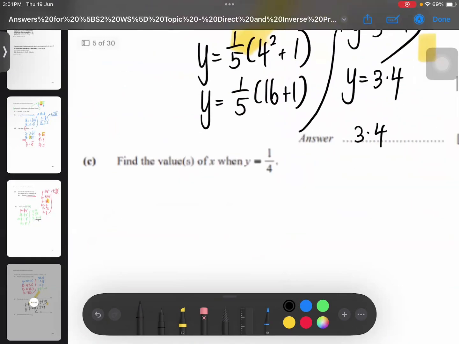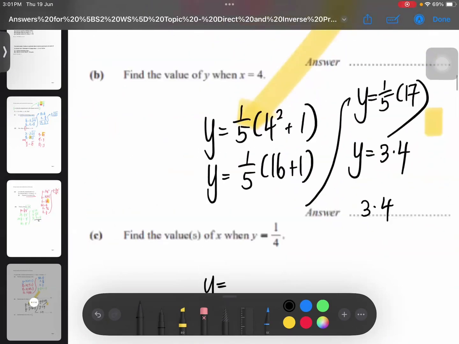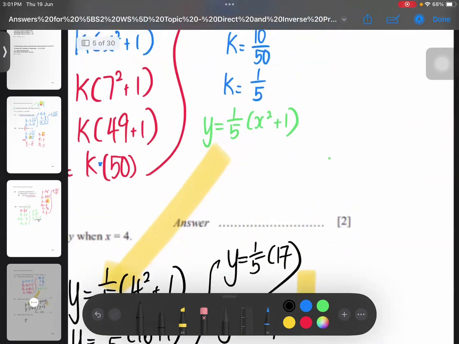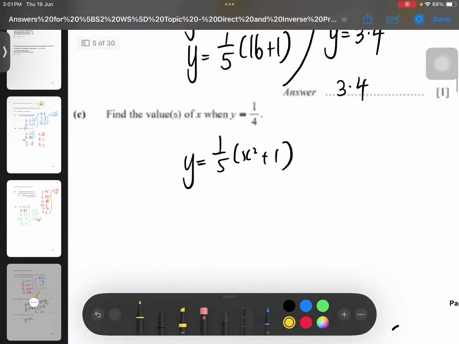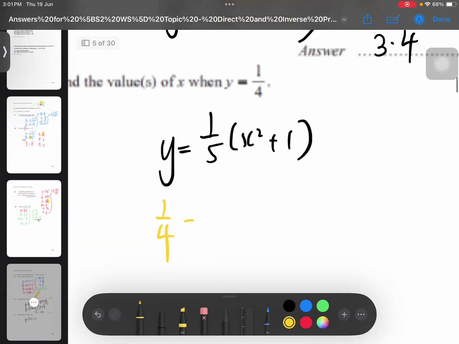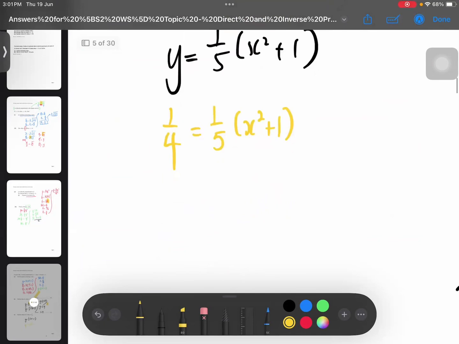Okay, now of course, once again, right now they are changing it to what? Let's see, I always write out first. And what you're going to sub in? You're going to sub 1 over 4 in. Can you understand? 1 over 4 equals 1 over 5 bracket x squared plus 1. Does that make sense to you? All right, so how are you going to, you're going to bring the 1 over 5 over. Does that make sense to you?